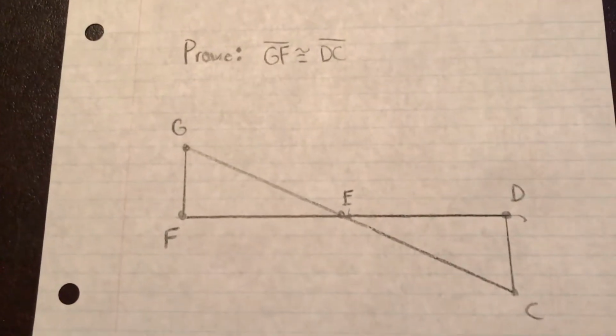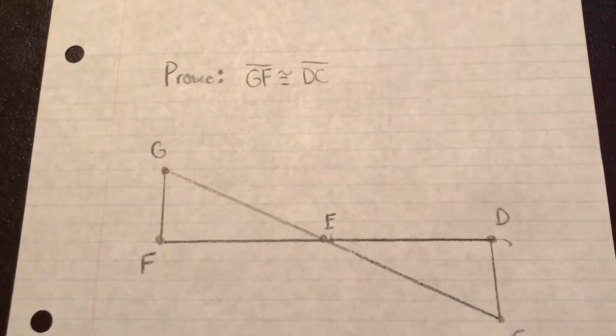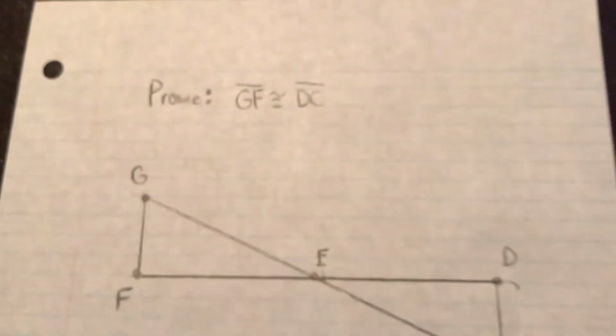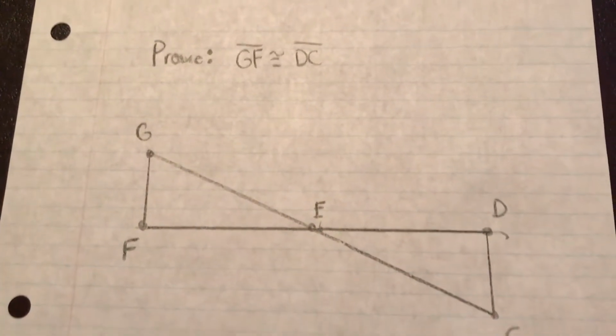In today's exciting video, you will watch Graham and Aidan try to prove that line segments GF and DC are congruent in these two triangles. Stay tuned to find out what happens.